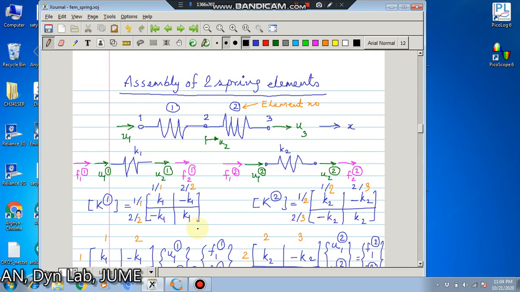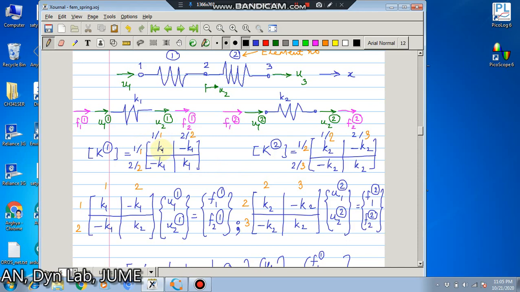So now we see how we can assemble two spring elements. This is element number 1, this is element number 2, and these are now the 3 degrees of freedom. U1 and U2 are degrees of freedom of element 1, and U2 and U3 are degrees of freedom of element 2. The first spring we assume to have a stiffness of K1, and the second spring has a stiffness of K2. So the stiffness matrix for the first is K1, minus K1, minus K1, K1, and for the second is K2, minus K2, minus K2, K2. Since there are 3 degrees of freedom, for this whole system we'll get a 3 by 3 stiffness matrix.